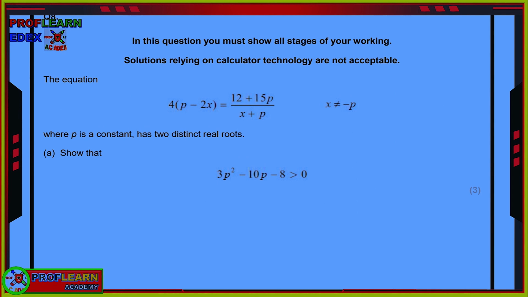Now, the equation p - 2x = 12 + 15p/(x + p), where p is a constant, has two distinct real roots. Show that this is the case. So we are going to multiply both sides by x + p and form an equation. Then we shall work out the discriminant of the equation that we have. Now remember, when we have two distinct real roots, it means the discriminant is greater than 0.